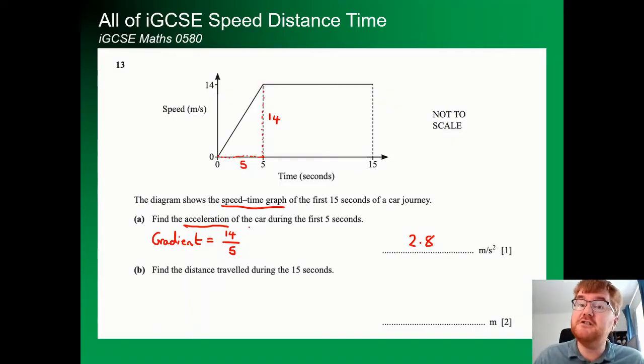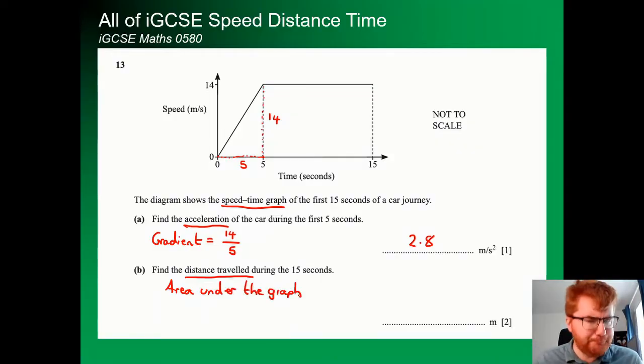Now, the second question is also very, very typical, which is the distance travelled. As soon as I see the distance travelled on a speed-time graph, I'm looking for the area under the graph. And you're going to see this idea again and again in this video. So how do we work out the area under the graph here? Well, we have a triangle and we have a rectangle.